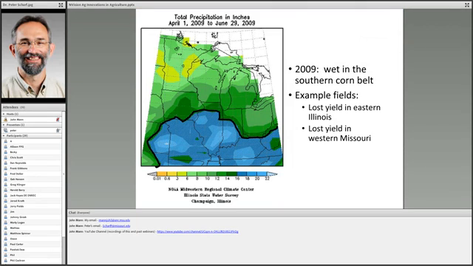And I'm going to give you a couple example fields where we measured how much was lost and related it to the pictures. And they're both from 2009 when it was wet in the southern corn belt, in the cross-hatched blue areas that you see. One example is in eastern Illinois, the other one is in western Missouri, and both of them are in areas that had excess rainfall that year.